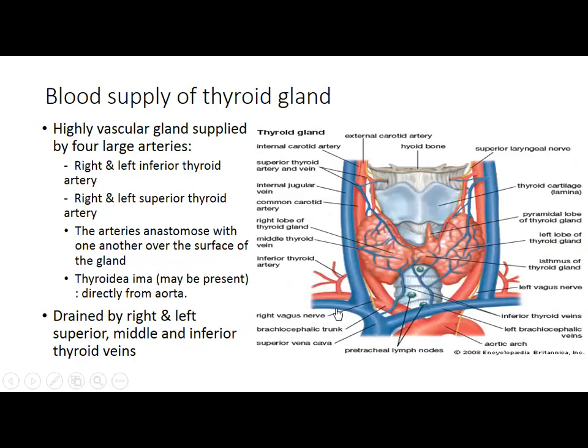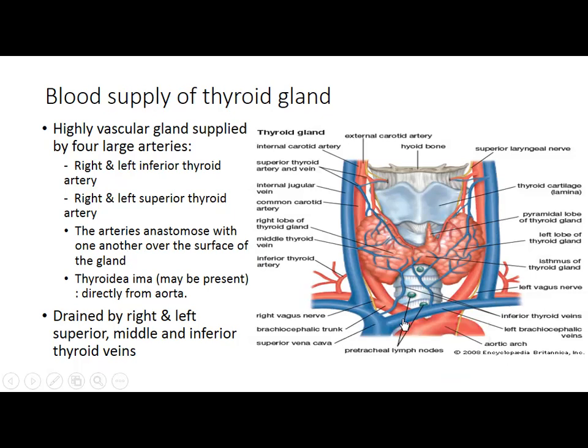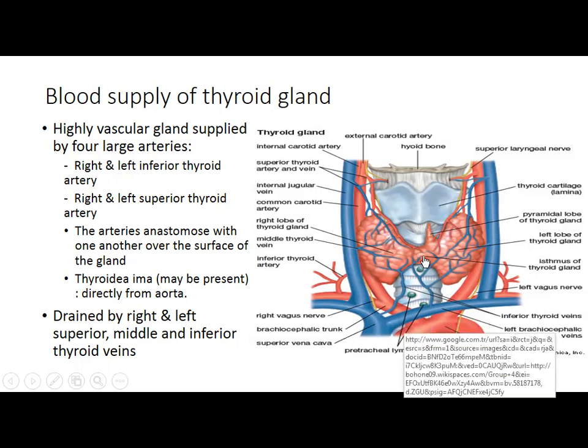Then we have the inferior thyroid artery on either side. So there are two arteries on the right side, two arteries on the left side. Then along with that, there can be an additional artery called the thyroidea ima artery, which is not shown here. So you can imagine there are two arteries on the right side, two on the left side. Together, they form four arteries.